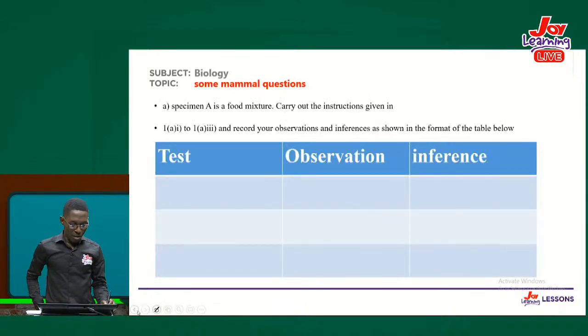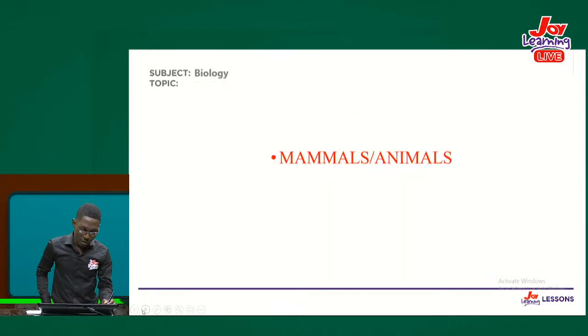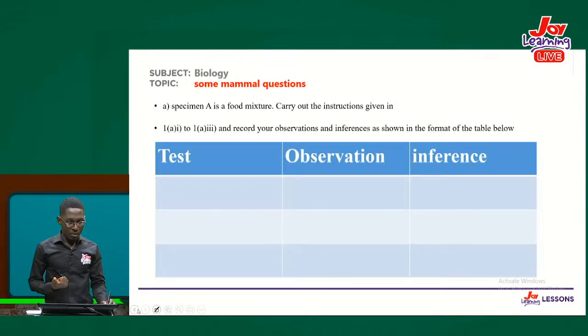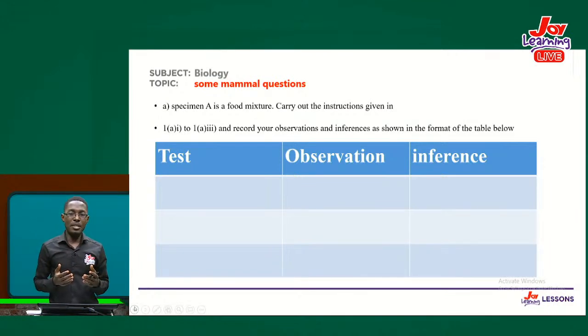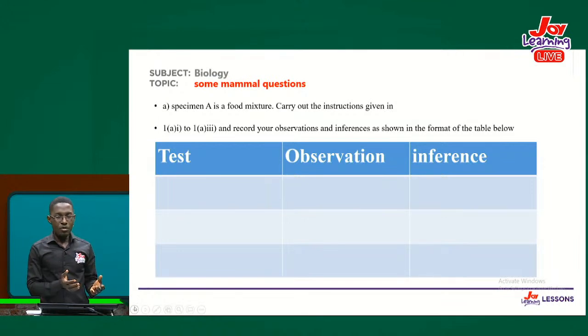Now let's go on to mammals and look at mammals questions. Now for mammals, there are very few questions, usually ranging on digestion, enzymes, and food tests, and vertebra, and specific organs in our body. They may give you a food test. It can happen. Then you have to do a test, observe it, and make an inference.